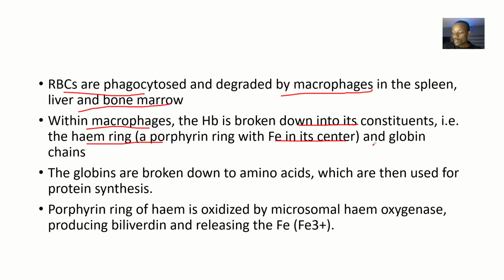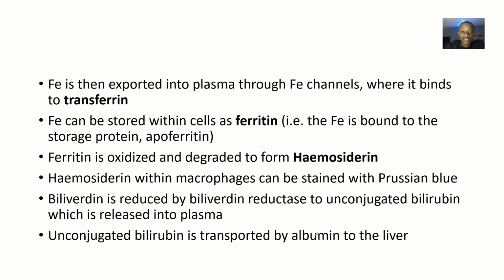Then we have the globin chains, which could be alpha and beta. These globins are broken down into amino acids, which are then used for protein synthesis. The porphyrin ring of heme is oxidized by microsomal heme oxygenase, producing biliverdin and releasing the iron. Okay, so this is just talking about the process.